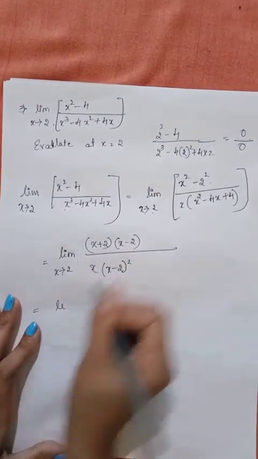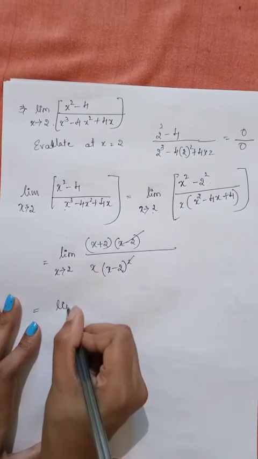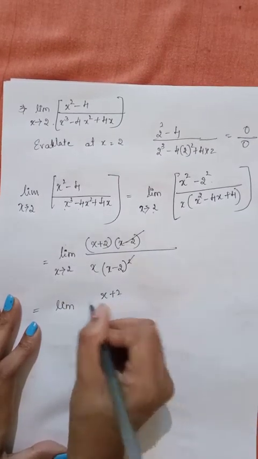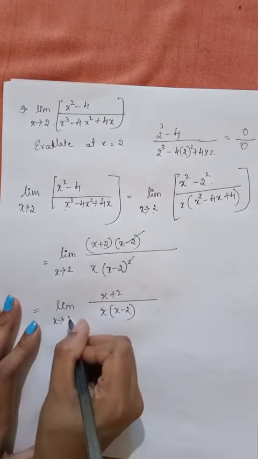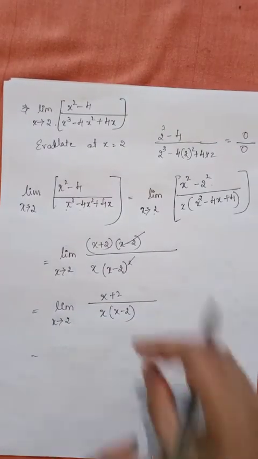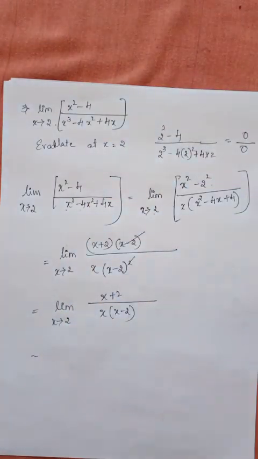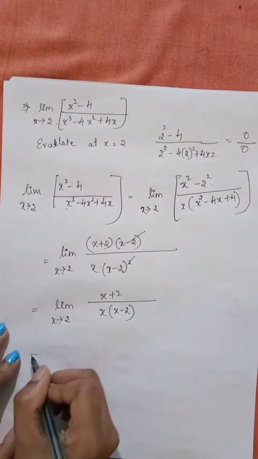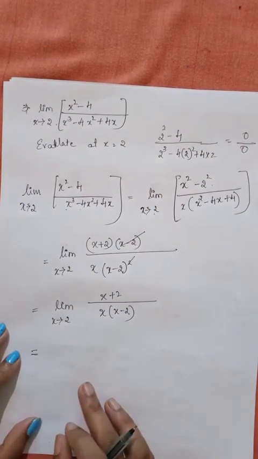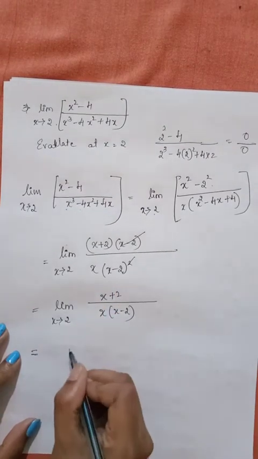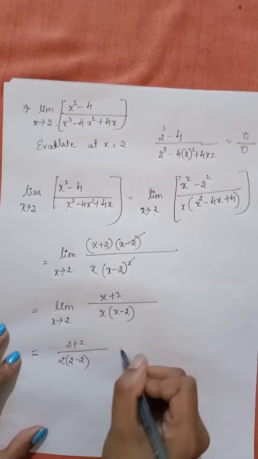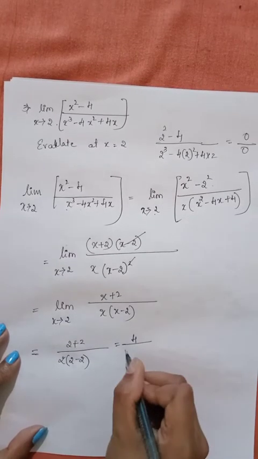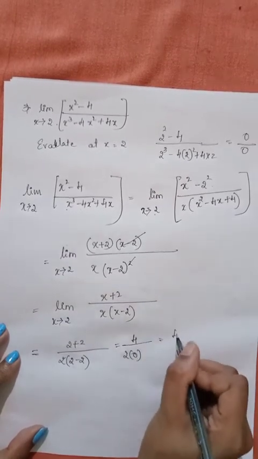Again cancelling the things, one (x minus 2) gets cancelled. So it is (x plus 2) divided by x into (x minus 2) as x tends to 2. So now what you have done? You have simplified your function. Now put x is equal to 2 directly. Now find the limit. How will you find the limit? Putting x is equal to 2. So what you will get? 2 plus 2 divided by 2 into (2 minus 2). So 2 plus 2 is 4. 2 into 0. So it is 4 by 0.